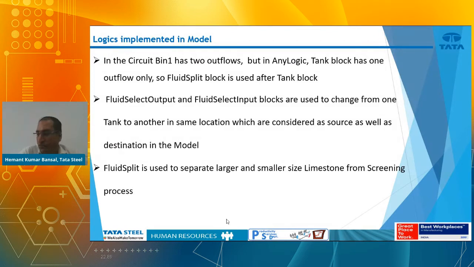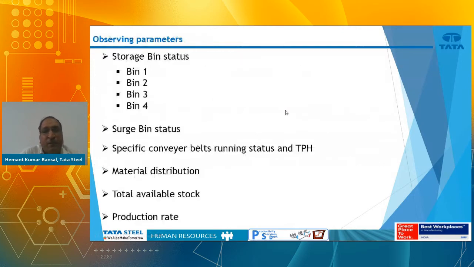In the circuit, bin 1 has 2 outflows, but in AnyLogic, the tank block has only 1 outflow. So a fluid split block is used after the tank block, and fluid select output and fluid select input blocks are used to change from one tank to another in the same location, which are sometimes considered as source and sometimes as destination in the model. Fluid split is used to separate larger and smaller size limestone from the screening process. We were observing the following parameters: storage and surge bin status, conveyor belt running status and TPH, material distribution, total available stock, and production rate.